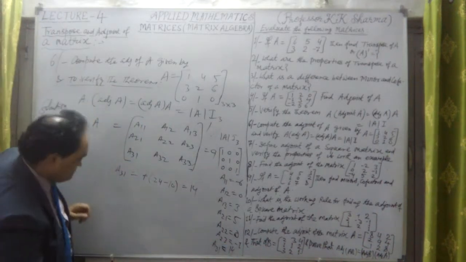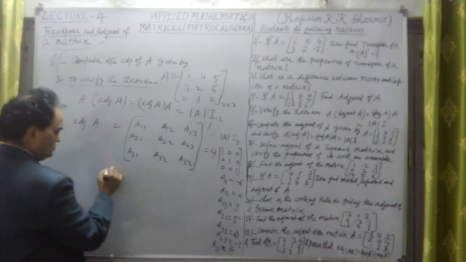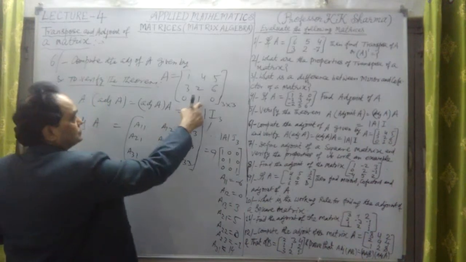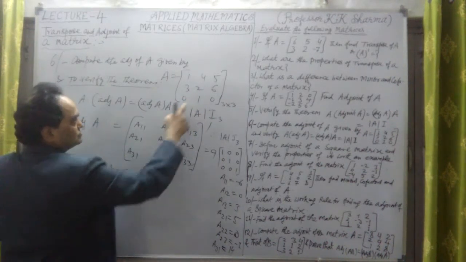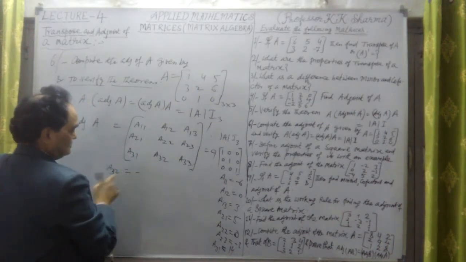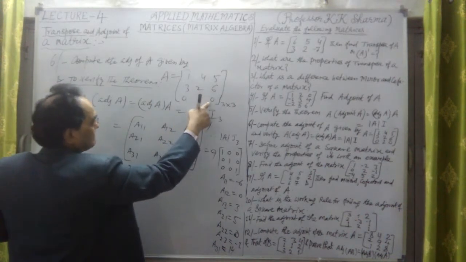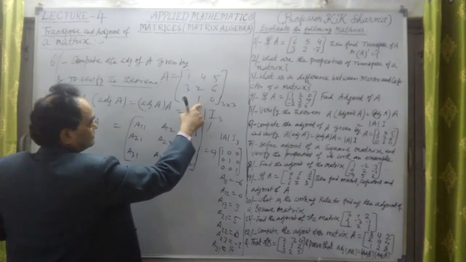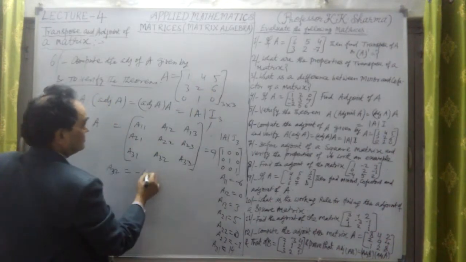Okay, now the cofactor of the next element, A32, which is the cofactor of 1. Leaving this row and column, this is negative because minus 1 to the power 5 is negative. A32 is for this 1, so we leave this row and column, and this is 6 into 1 is 6, minus 15.